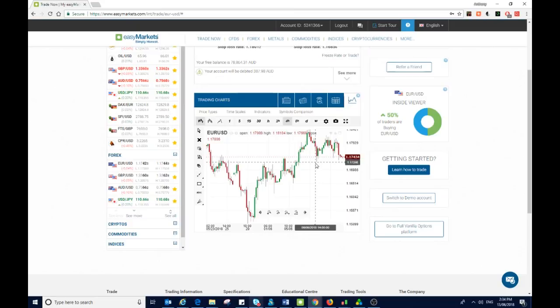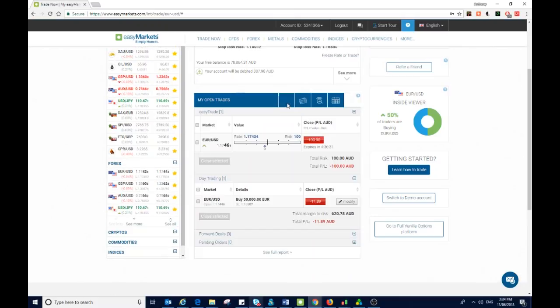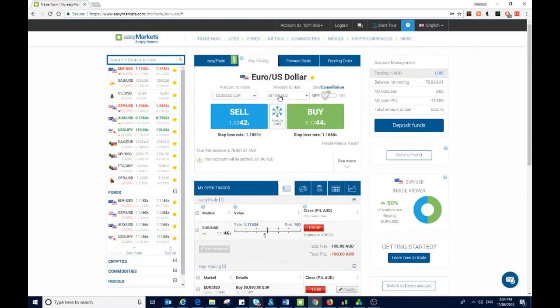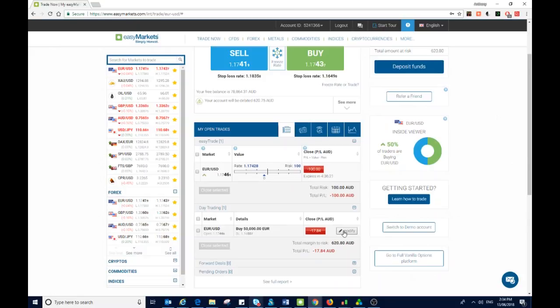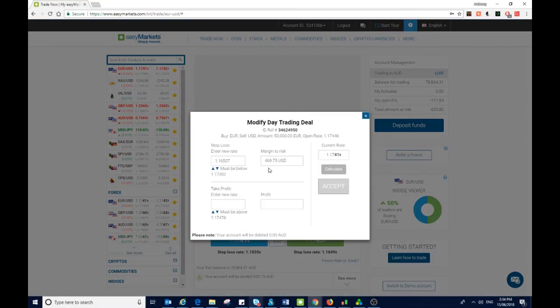So I'm going to put my stop there and minimize my risk, because currently, if I look at my trade, my stop is 116.50, which was the $620. Now, you can click modify here, and on the modify deal, you can type in your new rate that you're looking for, 117.20, and then you push calculate.